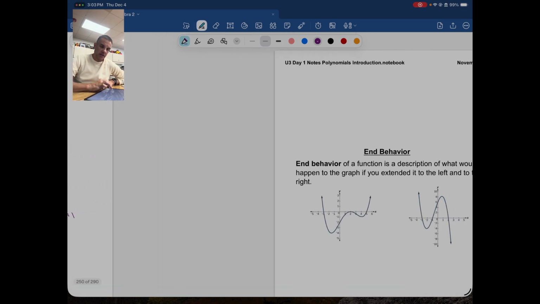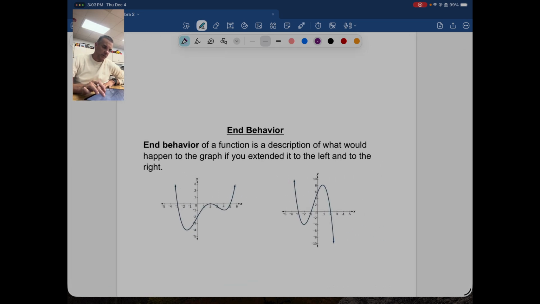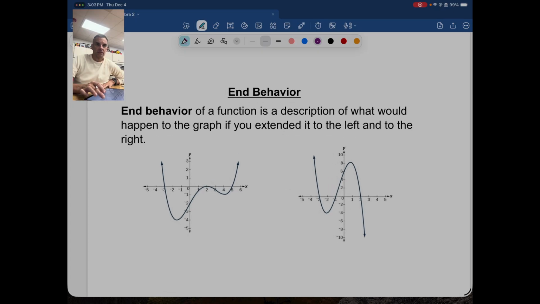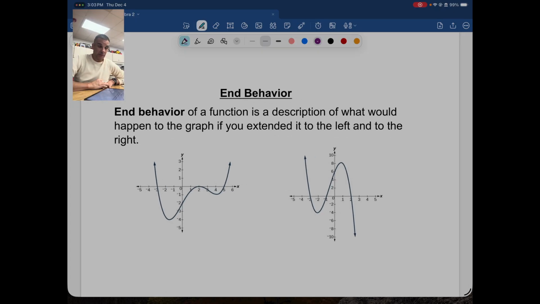The next thing we're going to talk about is that we want to be able to graph these to some extent. That's what we're going to be working toward at the end of this chapter, being able to graph these.